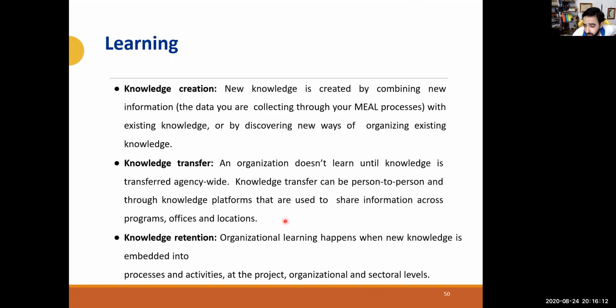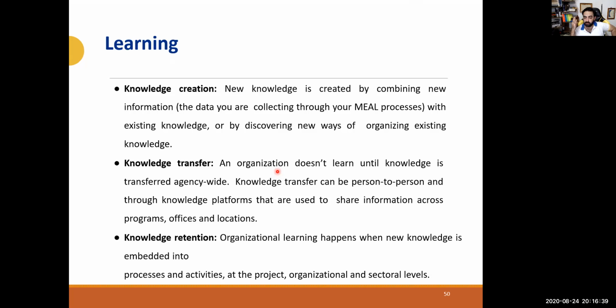Knowledge retention is keeping the knowledge. Organizational learning happens when new knowledge is embedded into processes and activities at the project, organizational, and sectoral level. Sorry, some noises. So these are the main three types of knowledge inside learning.